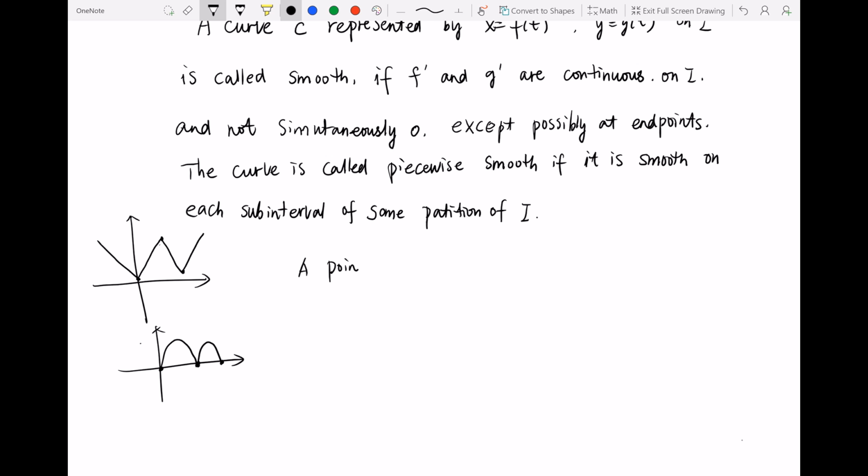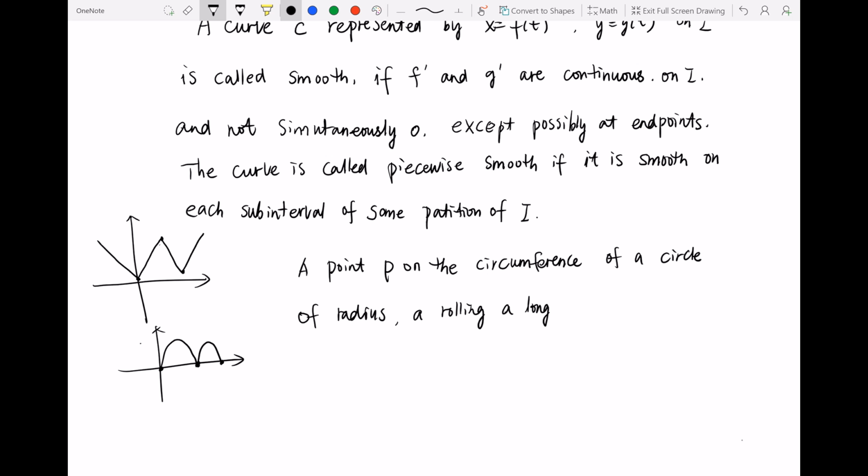All right. A point P on the circumference of a circle of radius a, rolling along a straight line in a plane, such a curve is called a cycloid. Okay, so we're going to look at an example of what a cycloid is.